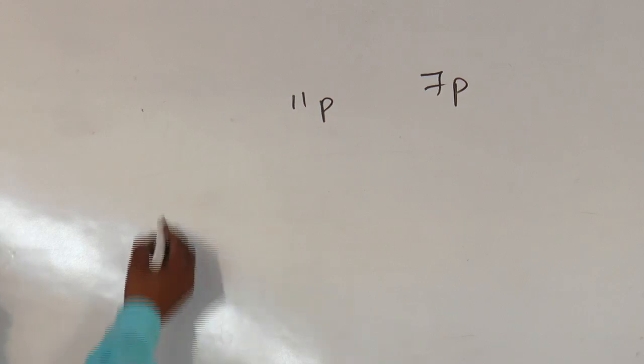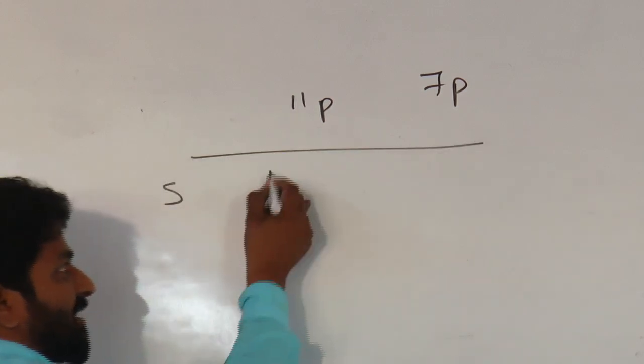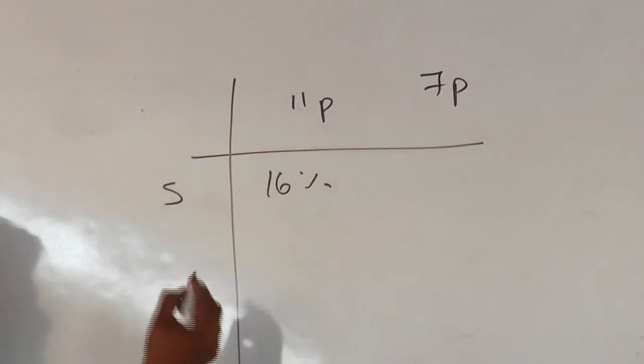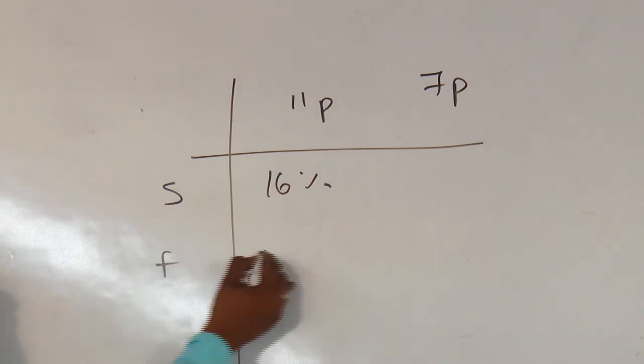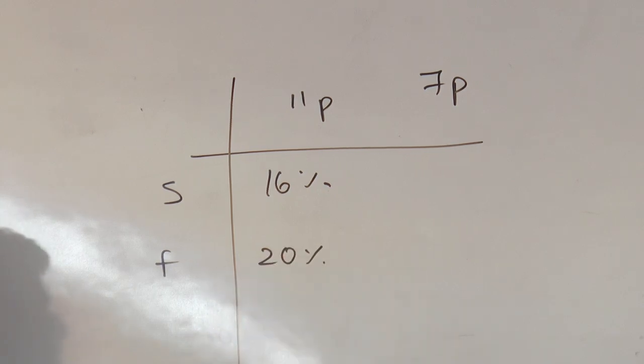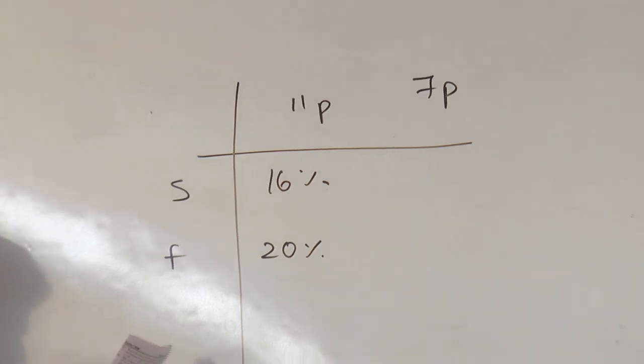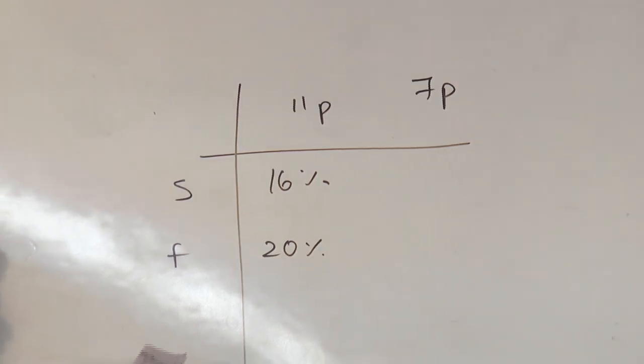Next, so male and female are 11 parts and then 7 parts. 16% of the male students can speak only Spanish. 16% Spanish. And then 20% can speak only French. 20%. 18% can speak only Japanese.